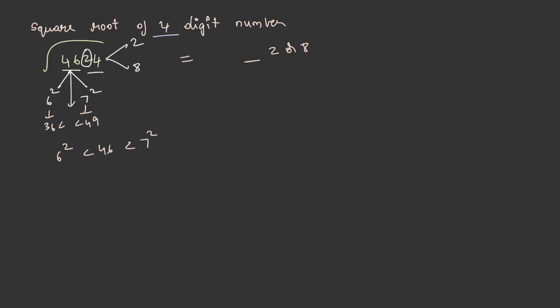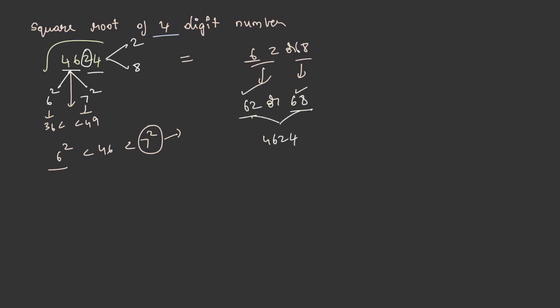Let's understand what is in the tens digit. It cannot be 7 as it exceeds 46. It can only be 6. So it might be 62 or 68. Let's find out which of these is the right option. There are only two possibilities to be the square root of 4624.